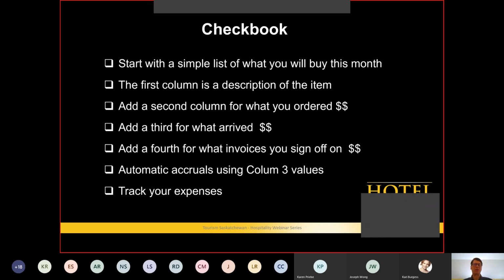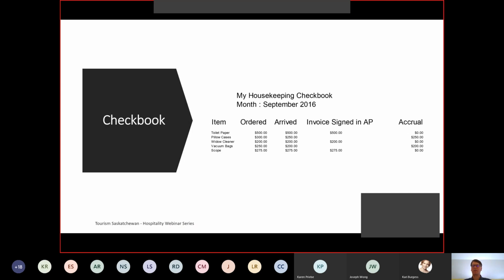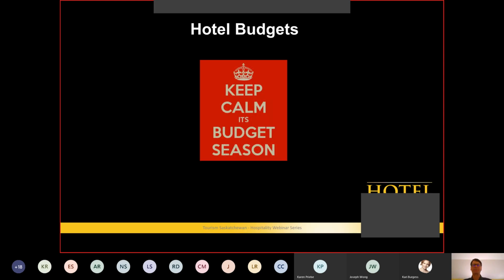It allows you to track your expenses. I'm almost willing to bet that the housekeeper inside of your hotel probably uses this. But if the rest of you aren't using it, it's a really good, simple tool to figure out your expenses as well as control the expenses.